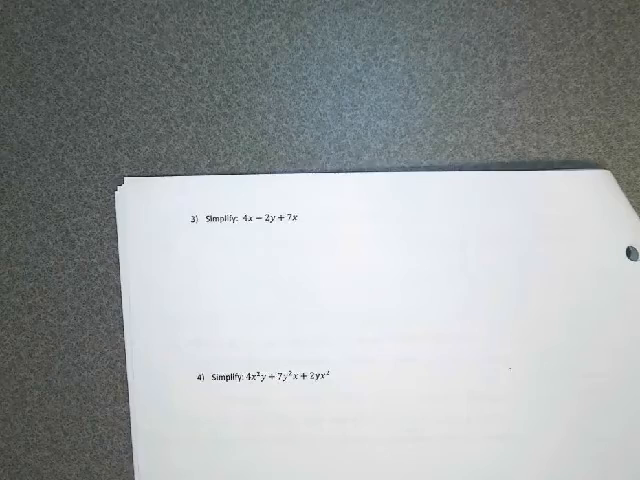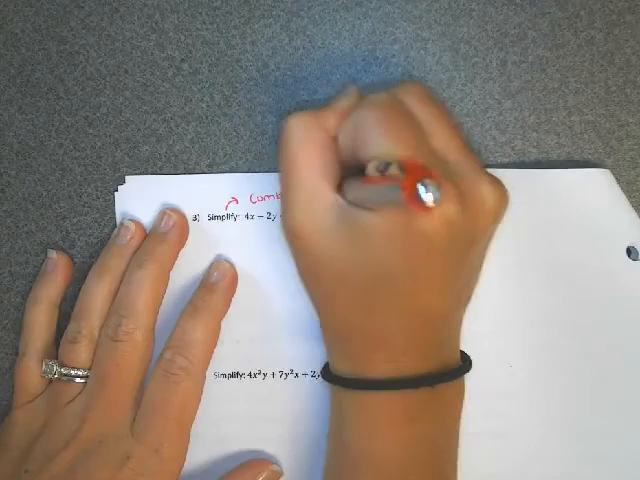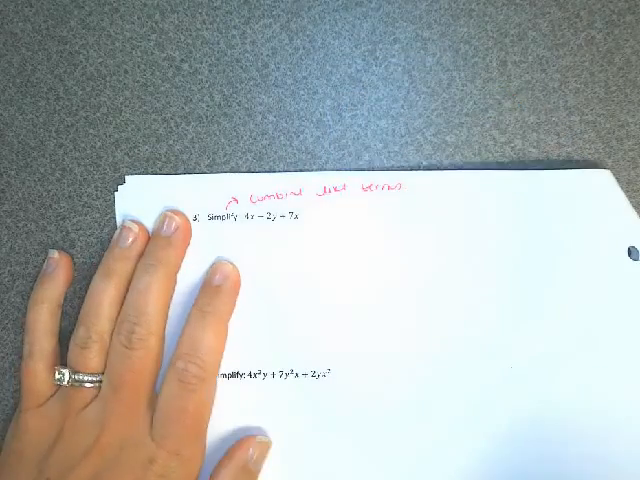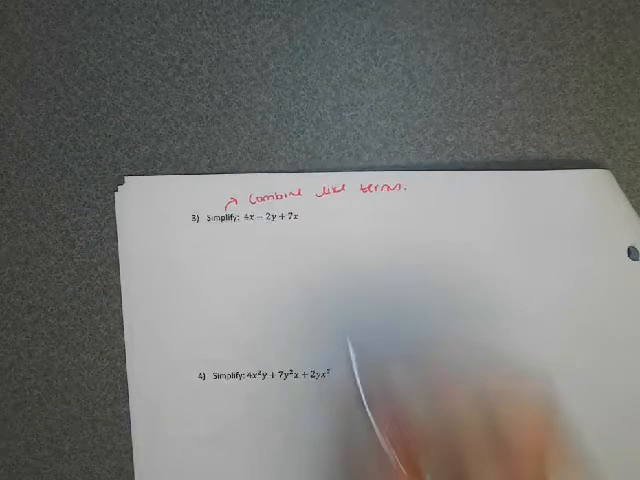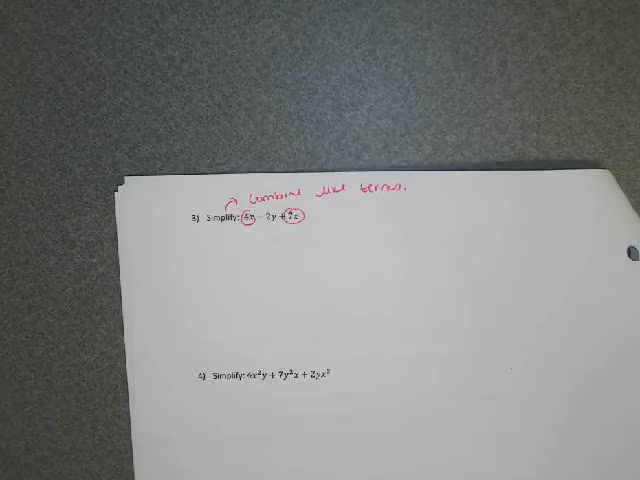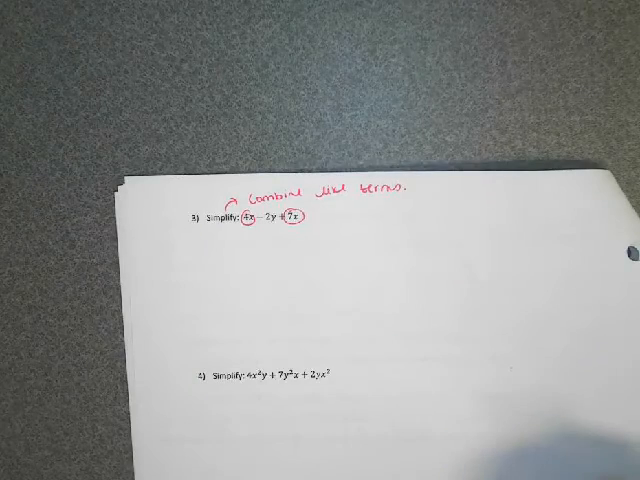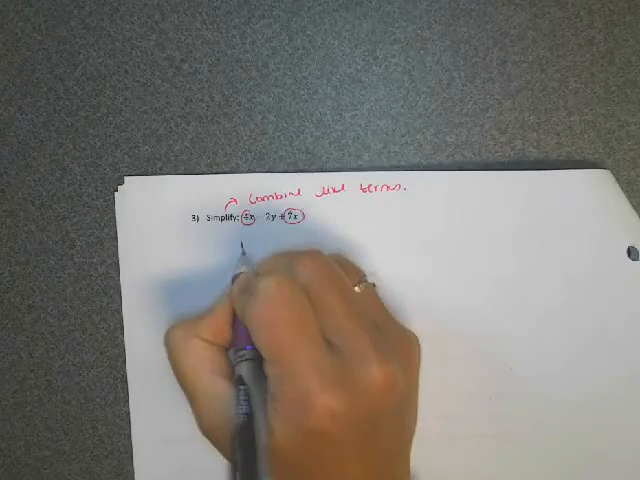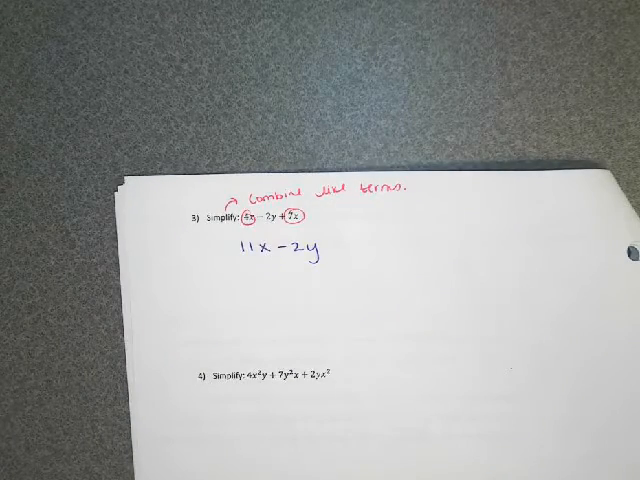If we are being asked to simplify, you get it down to the smallest number of terms possible, meaning if you can combine like terms, that's what you're going to do. So that's all simplifying is combining like terms. So like terms have to have the exact same variables in it. So in this case, your 4x and your 7x are going to be like terms. So we're going to get 4x and 7x is 11x minus the 2y, which can't combine with anything else.